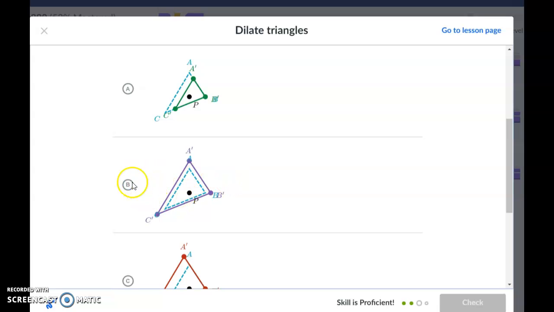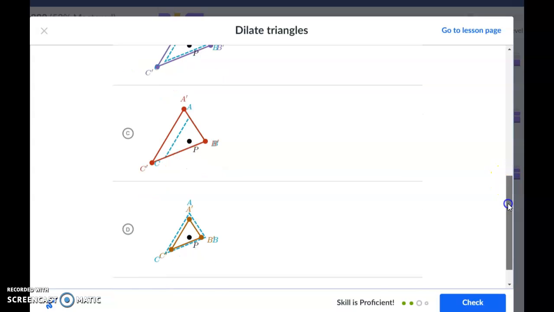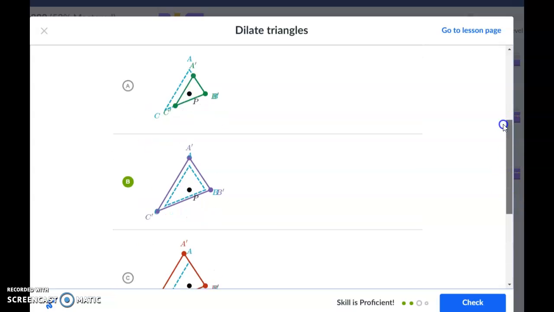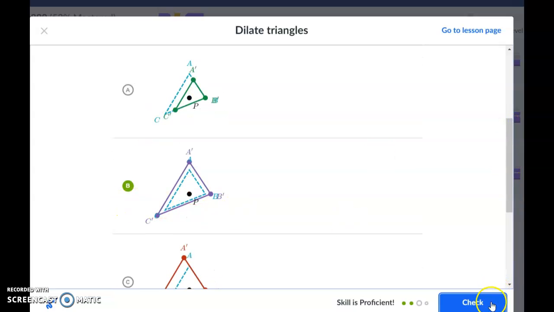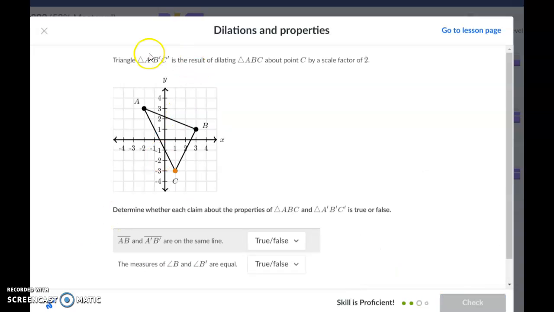Ooh, but B is looking promising. A little bit bigger, and right outside that teal blue triangle. This one is no good, because it's showing that it's being enlarged from the B angle. And this one is getting smaller. So my answer is definitely B.